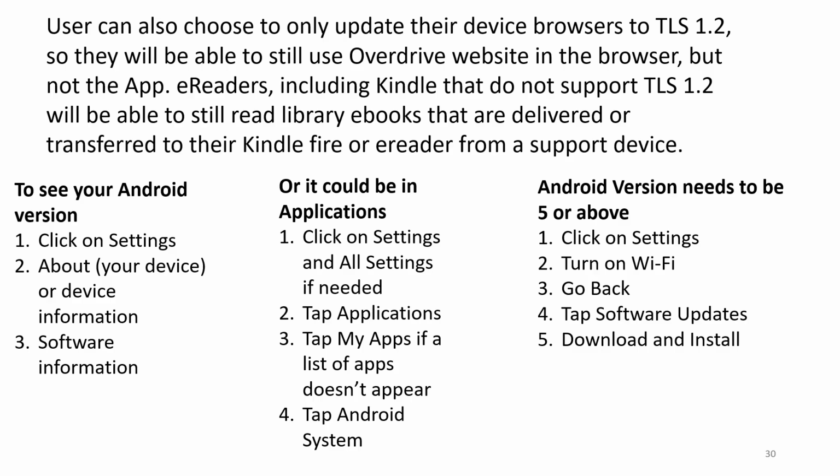To see your Android version: 1. Click on Settings, 2. About your device or device information, 3. Software information. Or it could be in Applications. 1. Click on Settings and all settings if needed. 2. Tap Applications. 3. Tap My Apps if a list of apps doesn't appear. 4. Tap Android System. Android version needs to be 5 or above.